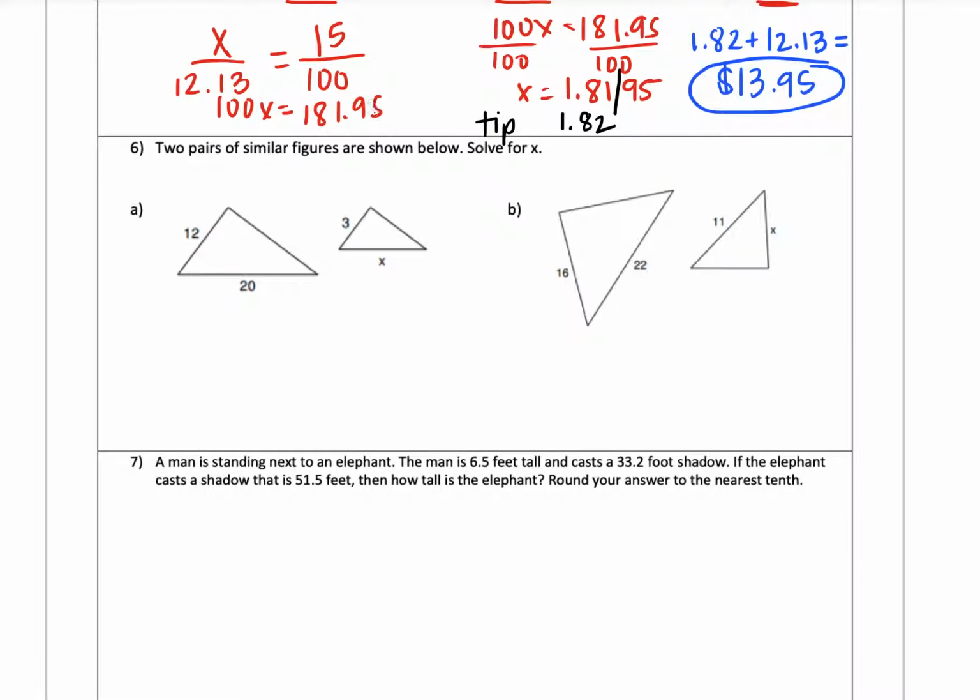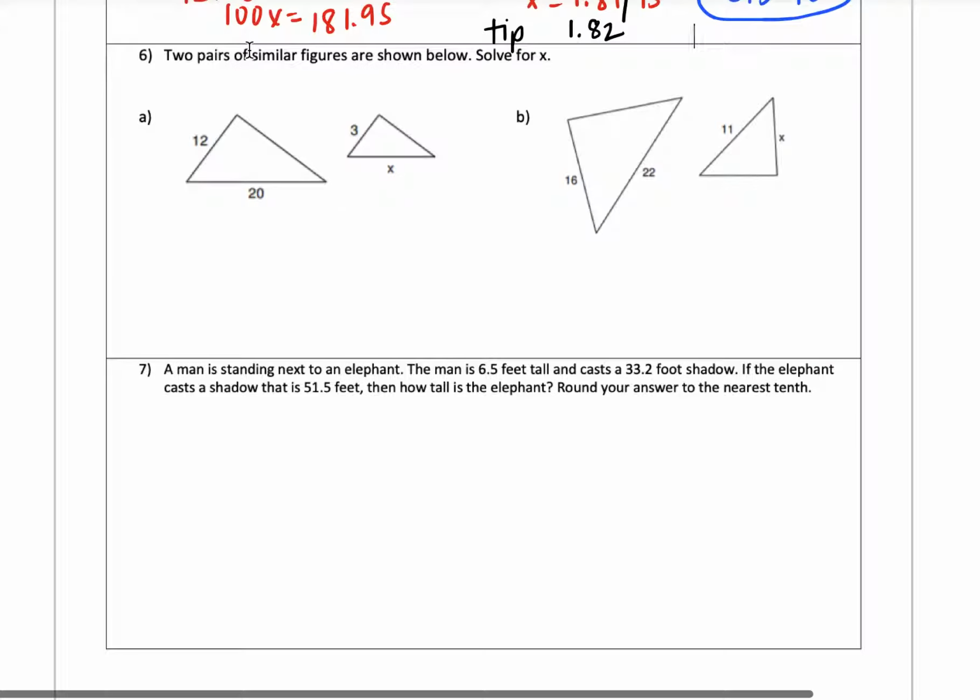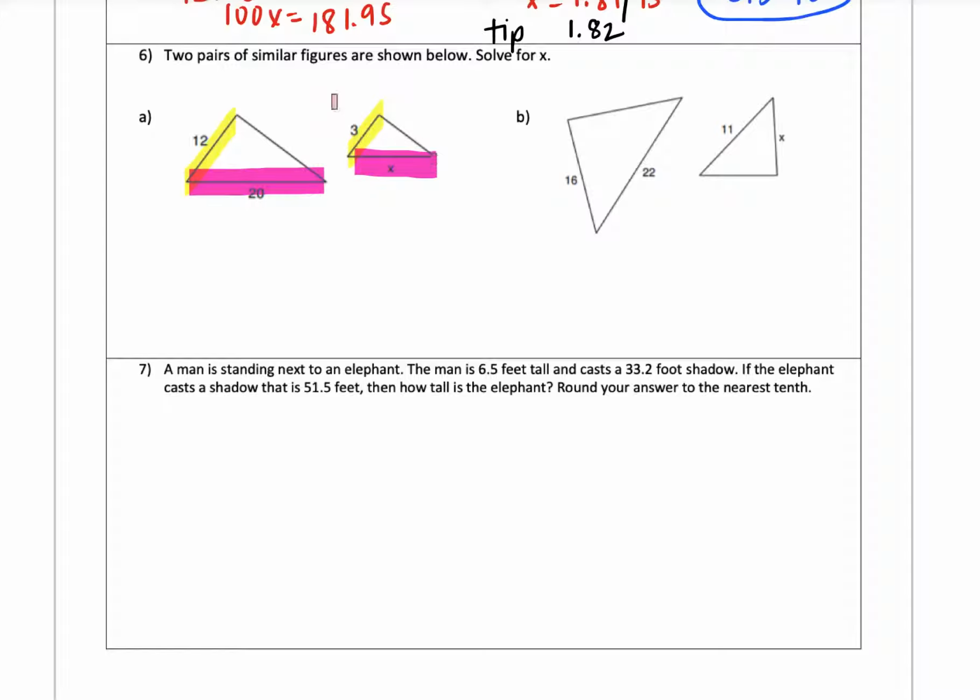Now we're going to move into similar figures. So we're still using proportions here. It says the two pairs of similar figures are shown below. Solve for x. So in the first set of similar figures, we have two triangles. 12 corresponds to side 3. 20 corresponds to side x. So we can use this to help us set up a proportion.